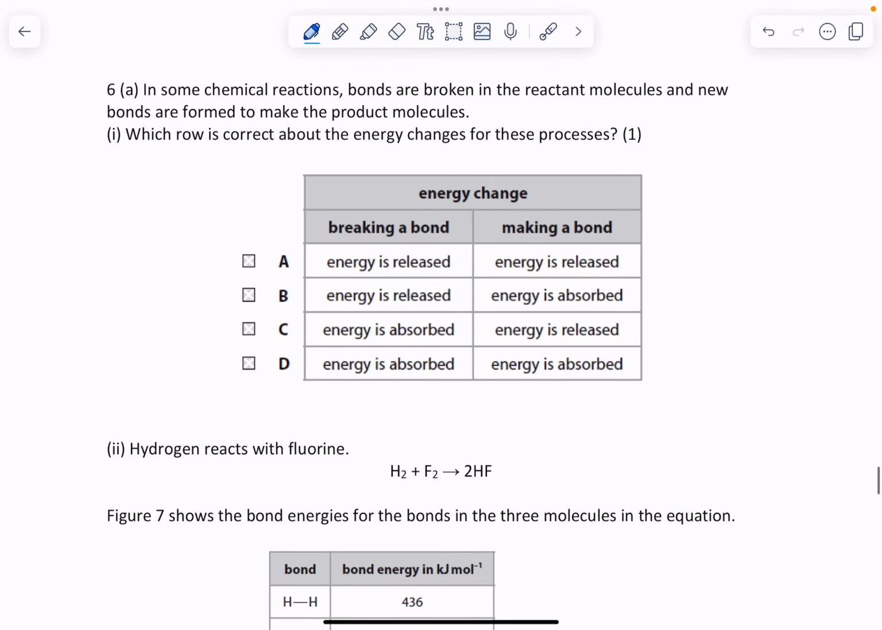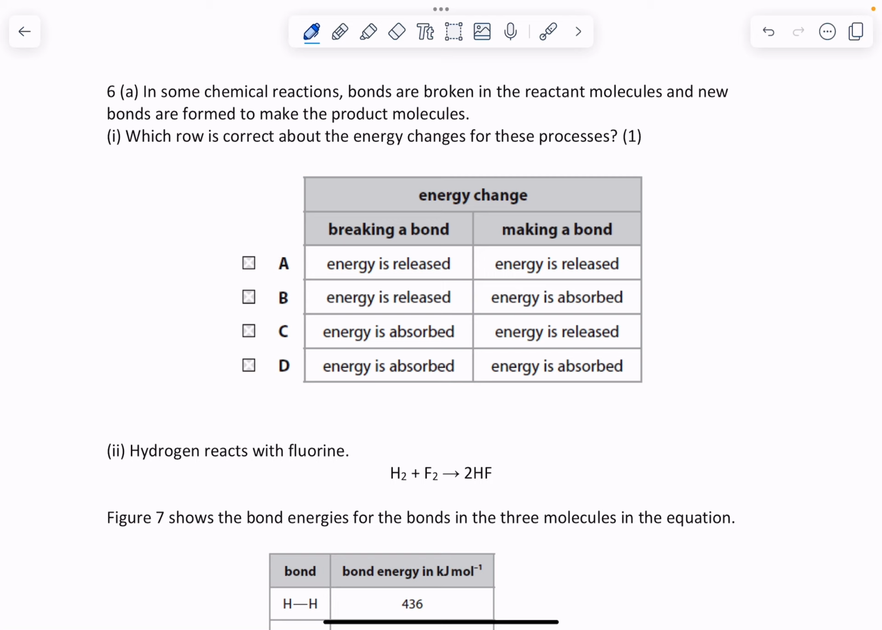So this question is about chemical bonds and the energy involved in those. Which row is correct? We've got to remember that breaking a bond is an endothermic process, which means energy goes in. Making a bond is an exothermic process, meaning energy is released. So anything that talks about exothermic absorbing energy is immediately wrong, so we can get rid of those ones from our thinking.